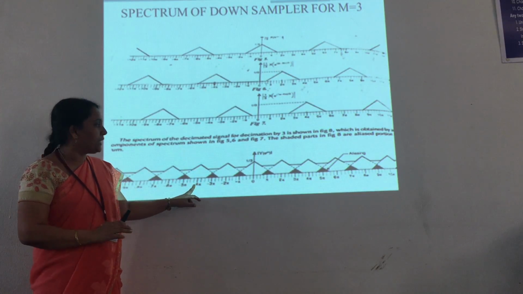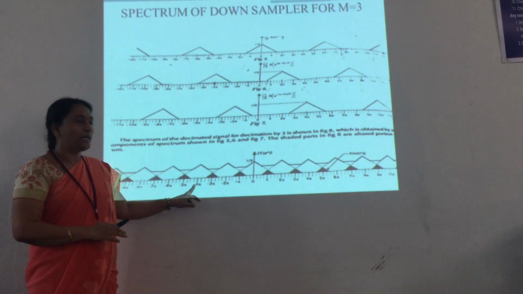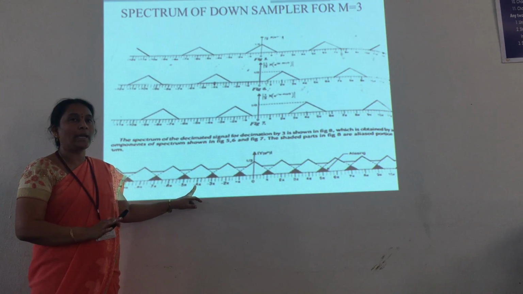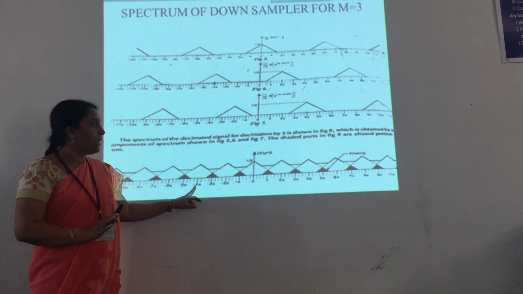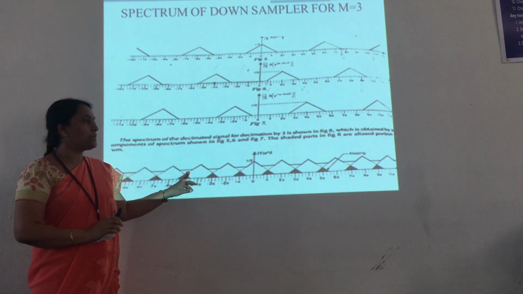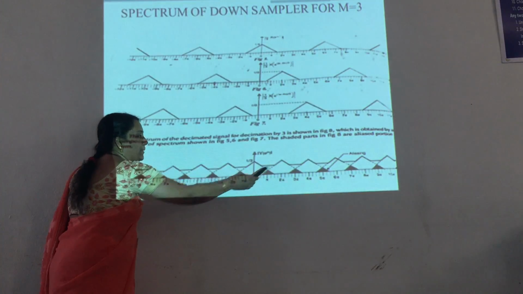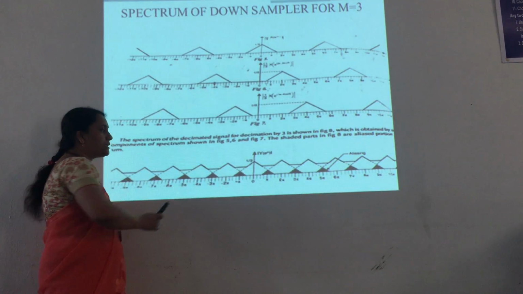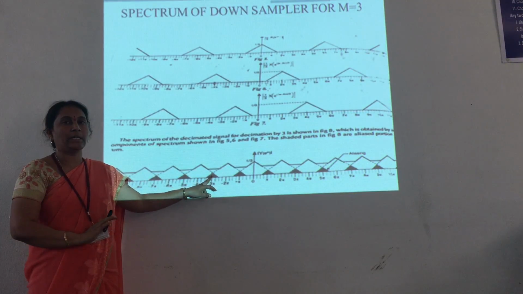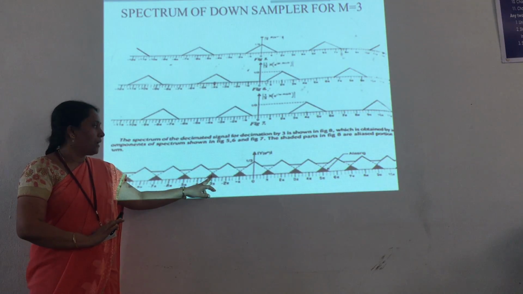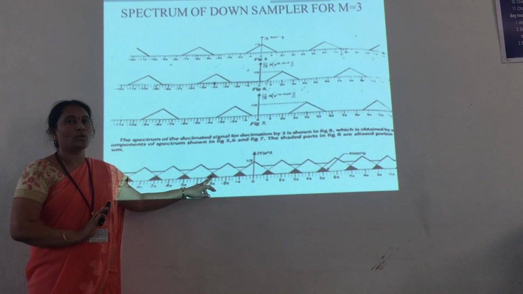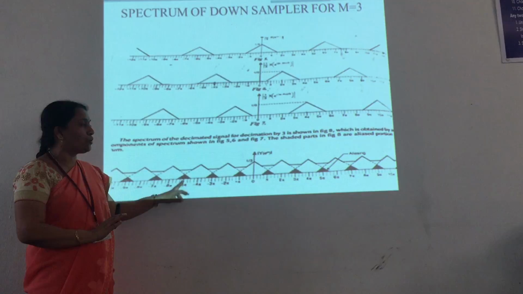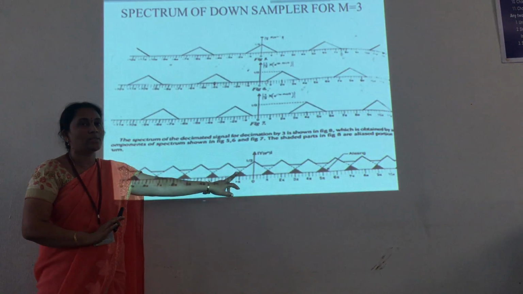So this is the output spectrum. Observe the difference between the last slide's figure and this figure. For M equal to 2, there is no aliasing between the successive spectra. But for M equal to 3, the spectra are overlapped, which means we will get aliasing. Where the spectra overlap, that overlapped portion we generally call aliasing. This is the case only for M equal to 3, but not for M equal to 2.